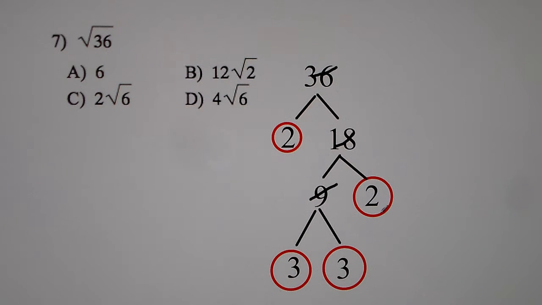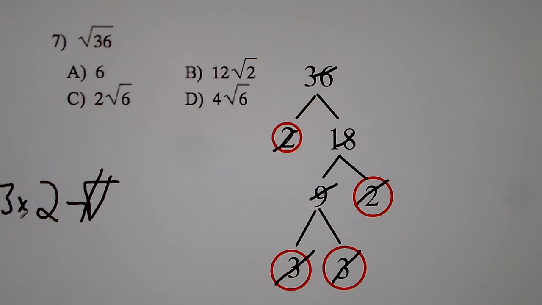2 times 3 times 3 times 2 gets us 36. 2 on the outside, because these 2 put together make us a 2 on the outside. This 3 and this 3, we also put that on the outside. There's nothing left on the inside, so we delete it. 3 times 2 gets us 6, and that's how we get square root of 36 is 6.